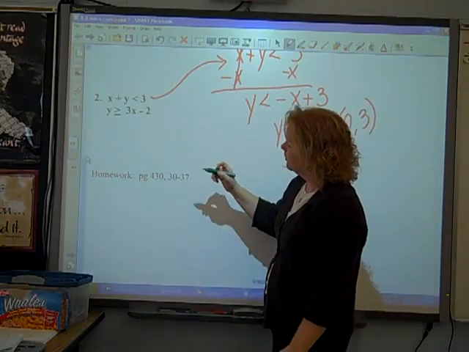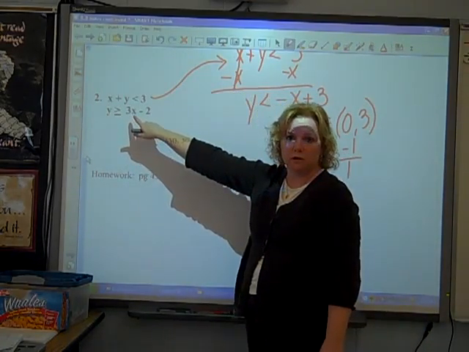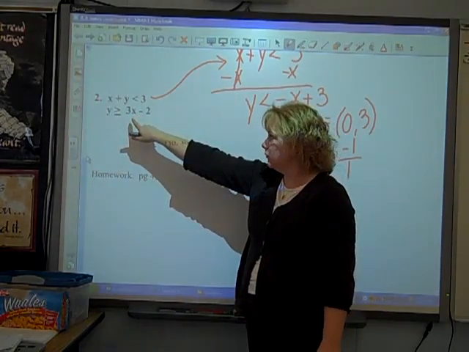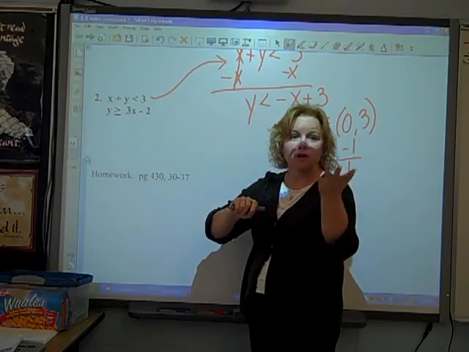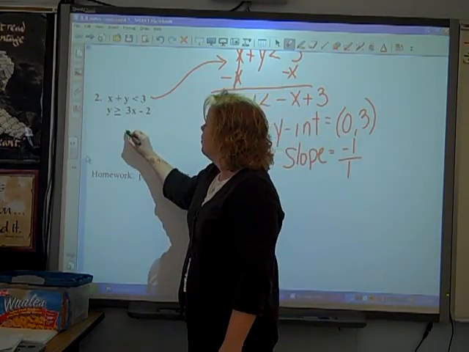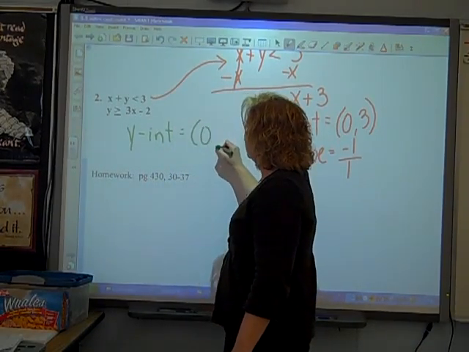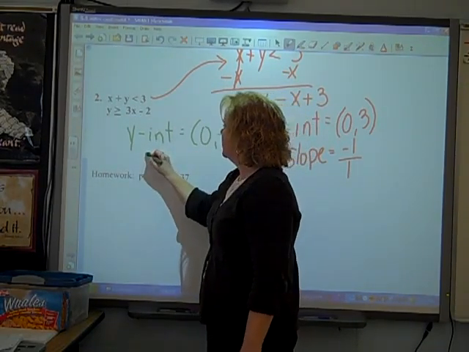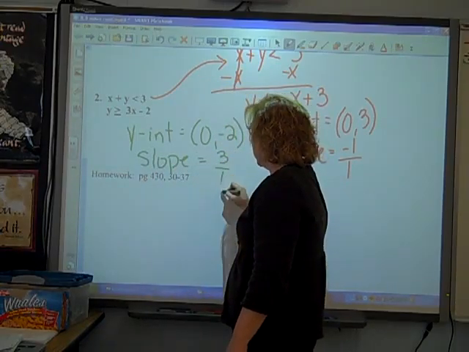Okay, this one we're going to do in green. This one's nice. Why do we like this one? Because y is by itself, so it's already in slope-intercept form. Okay, what is my y-intercept? 0, negative 2. What is my slope? 3 over 1. Okay, let's graph it.